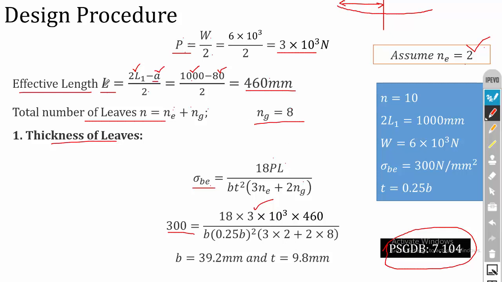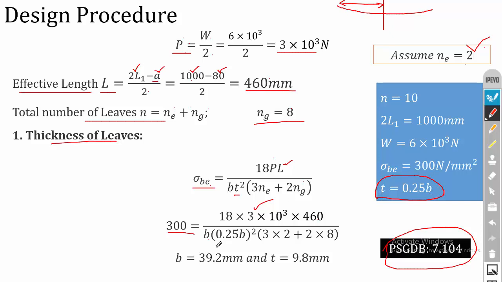And L is the effective length. It is not the span length, remember that. So L is 460 mm. Then b, I keep it as b. In the place of T, we have already calculated the ratio between T and b by using the ratio of nT by b is equal to 2.5.